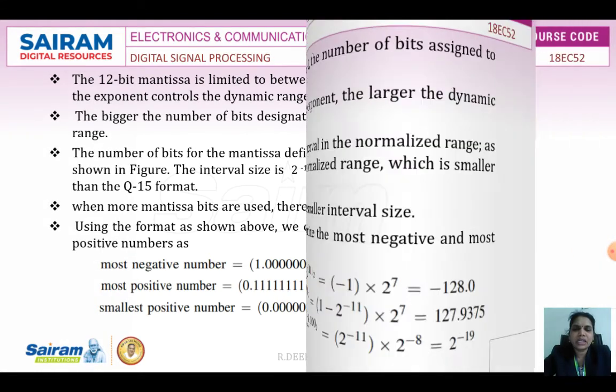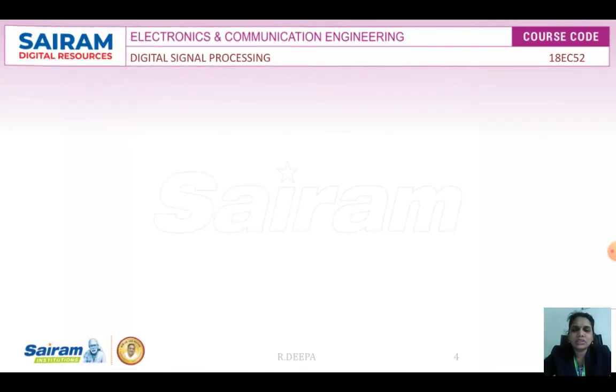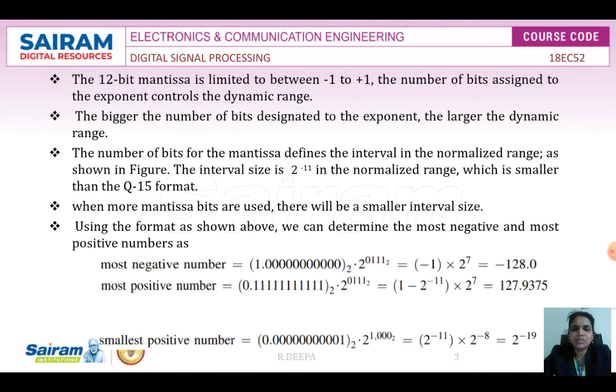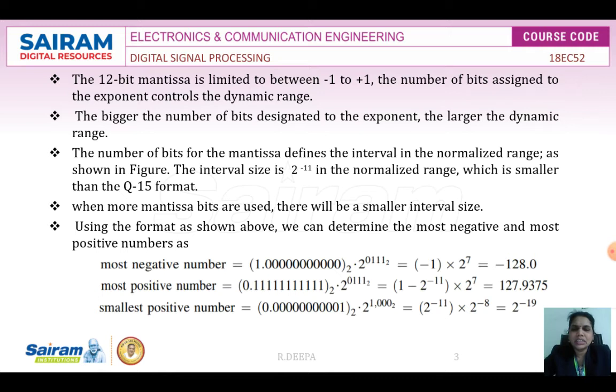And similarly, you can calculate the smallest positive number using the same format. Since it is the smallest positive number, you make the MSB as well as the fractional part all zeros except the last LSB. So you put the LSB as 1 multiplied with 2 power of 1000, and you will get a number as 2 power of minus 19. This will be the smallest positive number that we can express using this format.